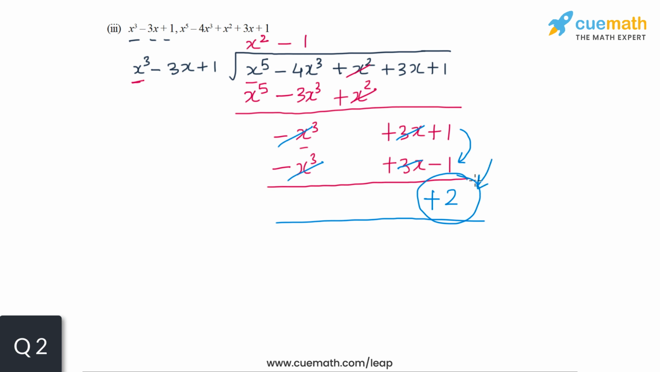So the remainder is plus 2, which is not equal to 0, which means that the divisor does not perfectly divide the dividend. In other words, the divisor is not a factor of the dividend. The first polynomial is not a factor of the second polynomial. So that completes part 3, and that completes this question.